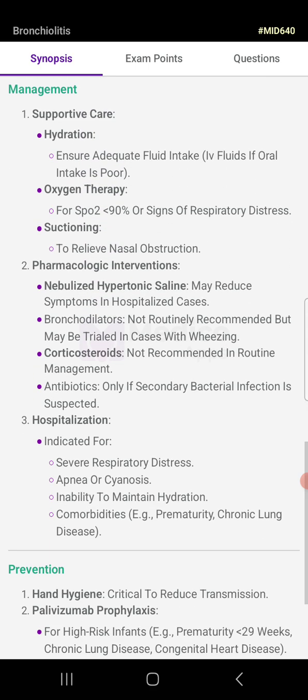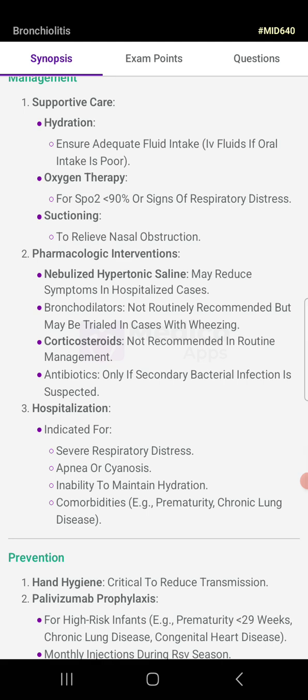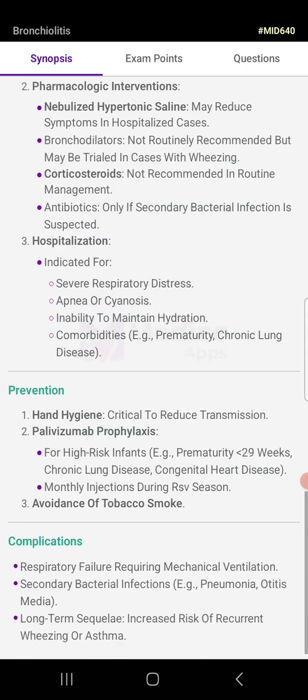For the management, supportive care, hydration, ensure adequate fluid intake, IV fluids if oral intake is poor. Oxygen therapy for SpO2 less than 90% or signs of respiratory distress. Suctioning to relieve the nasal obstruction. Pharmacologic interventions like nebulized hypertonic saline may reduce the symptoms in the hospitalized cases. Bronchodilators not routinely recommended but may be trialed in cases with wheezing. Corticosteroids not recommended in the routine management. Antibiotics only if secondary bacterial infection is suspected.